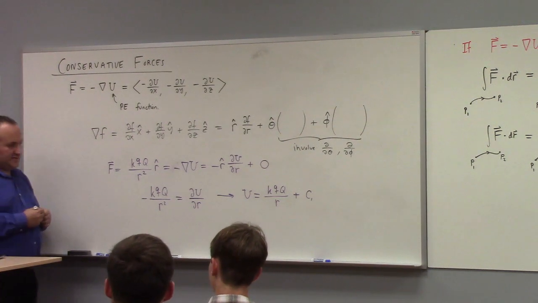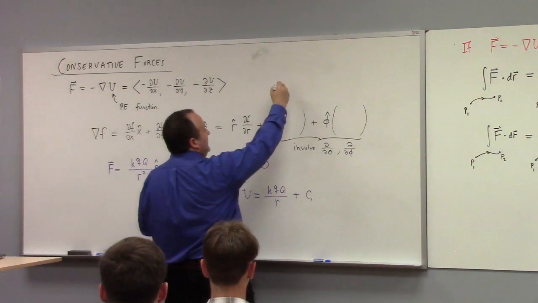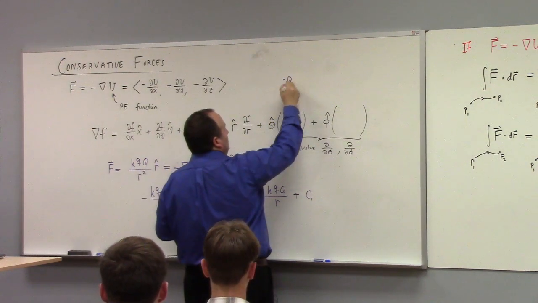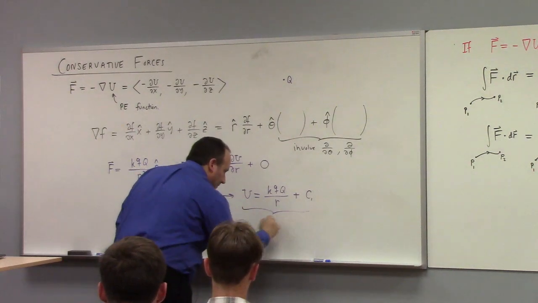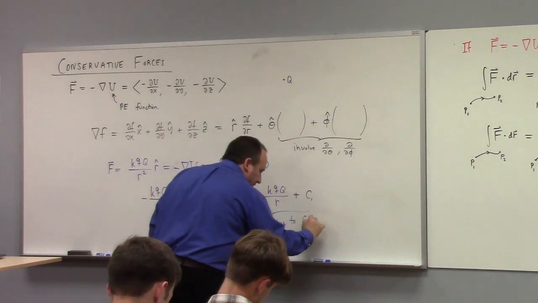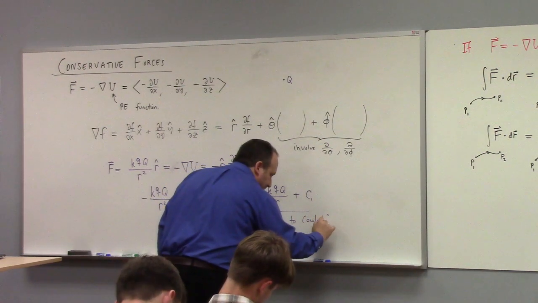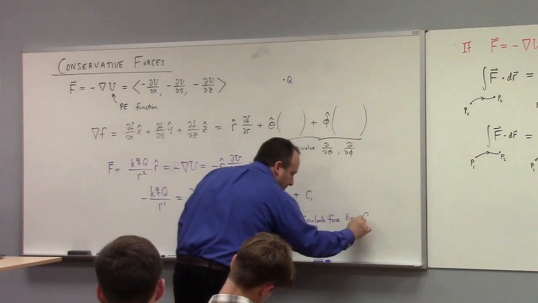So the deal is this. Here, this was all for what? This is all for a point charge Q at the origin, right? So this is the potential energy due to the Coulomb force from big Q, right?